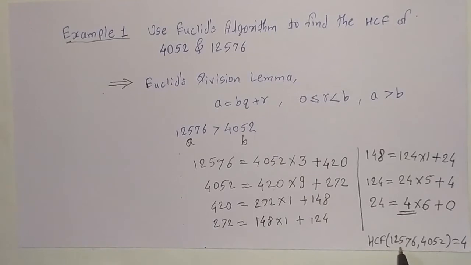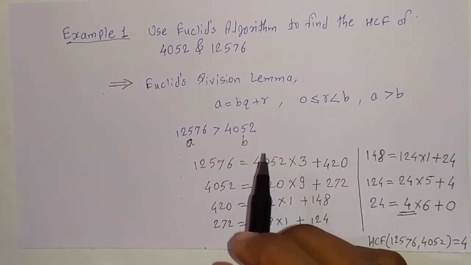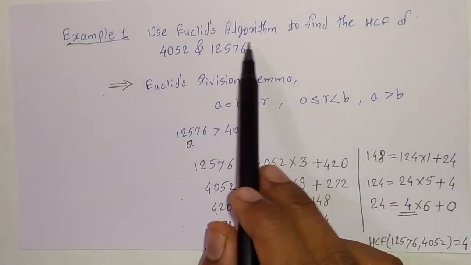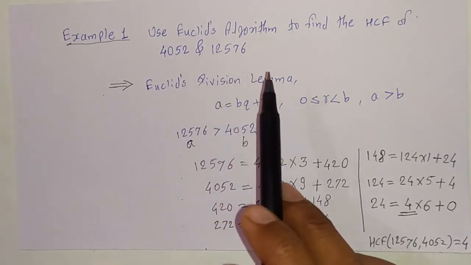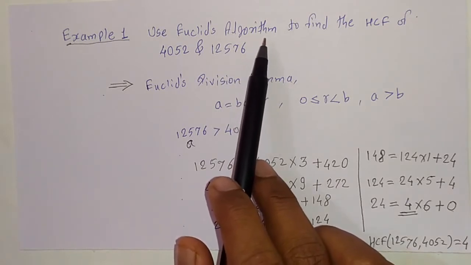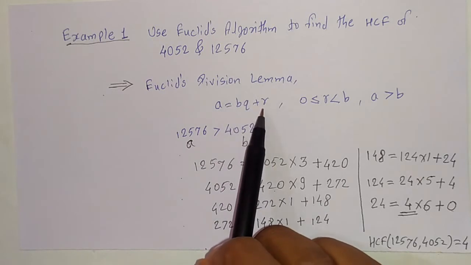HCF of 12,576 and 4,052 will be 4. So let us see the process one more time. You have to apply Euclid's algorithm to find the HCF of given two numbers. What is the Euclid's algorithm? You have to apply the Euclid's division lemma till the remainder in this formula becomes 0.